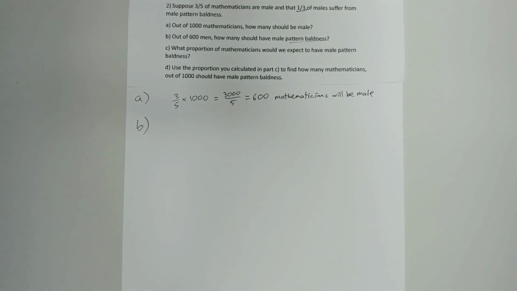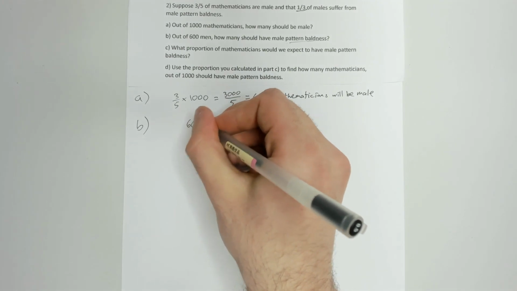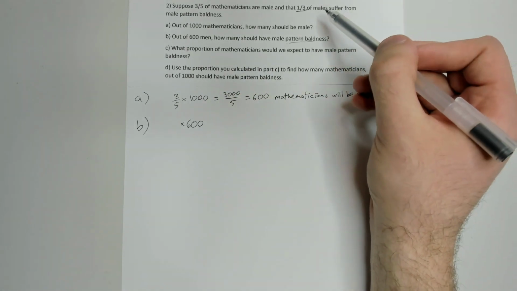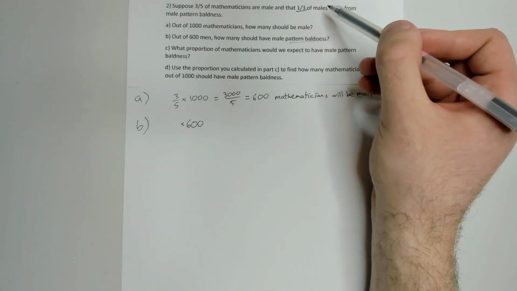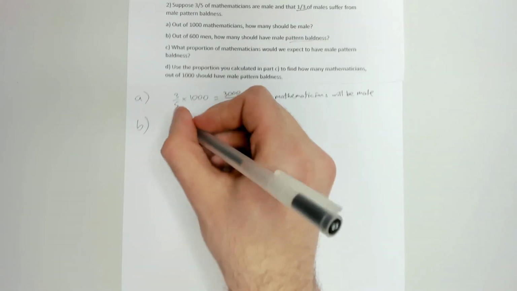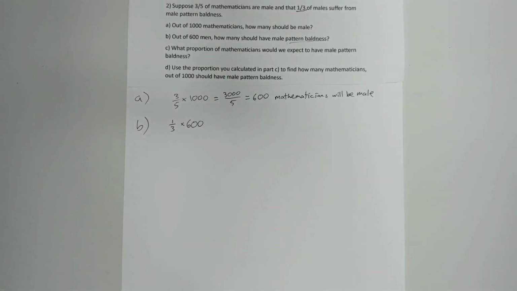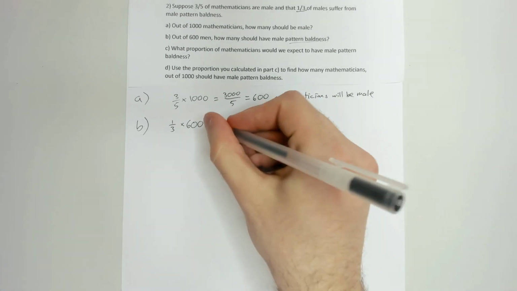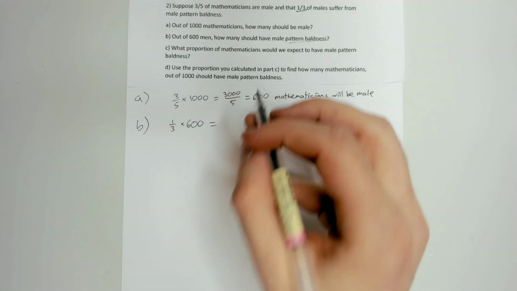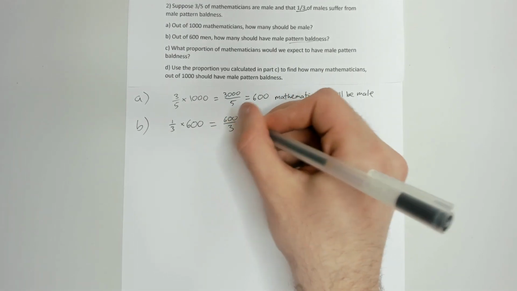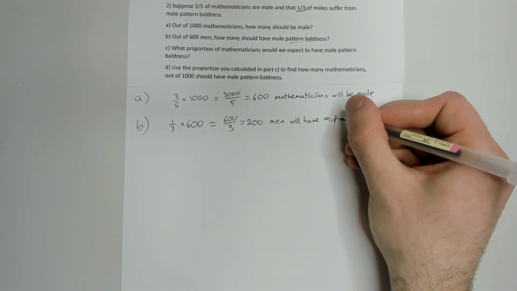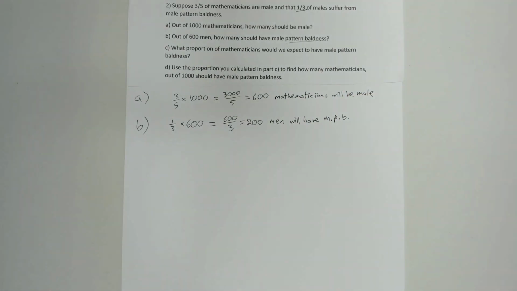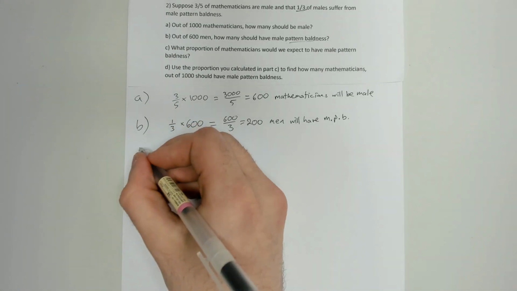All right, part B, it says, out of 600 men, how many should have male pattern baldness? All right, so we're taking 600, and we're going to want to apply the proportion that relates to males suffering from male pattern baldness, and that's going to be 1/3, right? It says right here that the piece of males that suffer from male pattern baldness is 1/3. So when we apply that piece to this group of 600 men, then what we're going to get is just this product here, right? 1/3 times 600, which is going to be 600 over 3, which is going to be 200 men will have male pattern baldness, which I'm going to abbreviate as MPB.